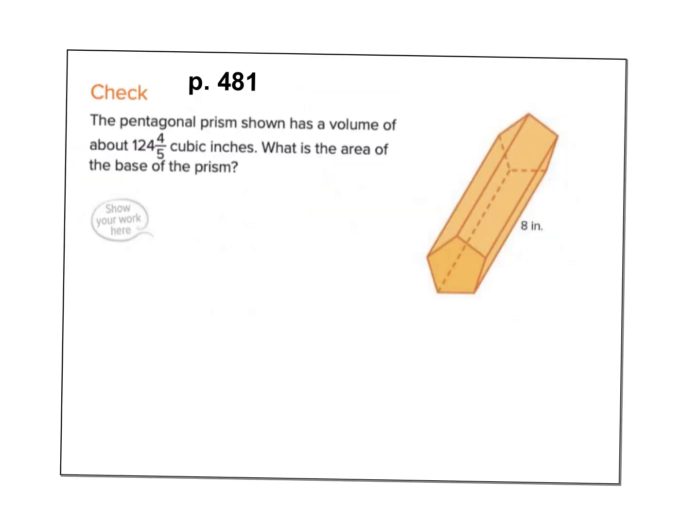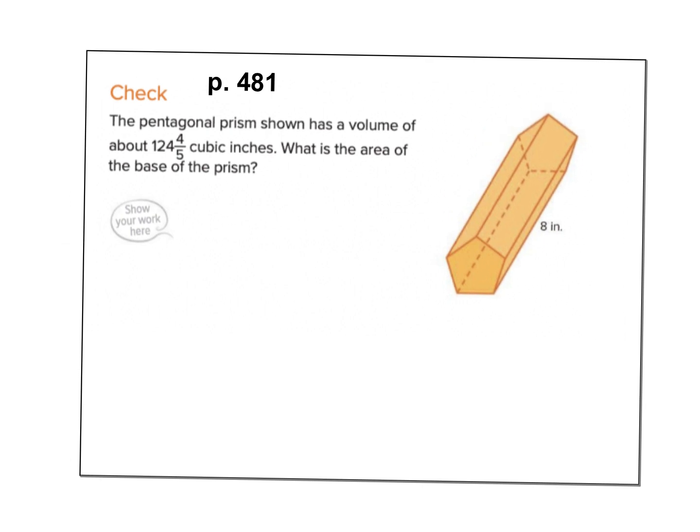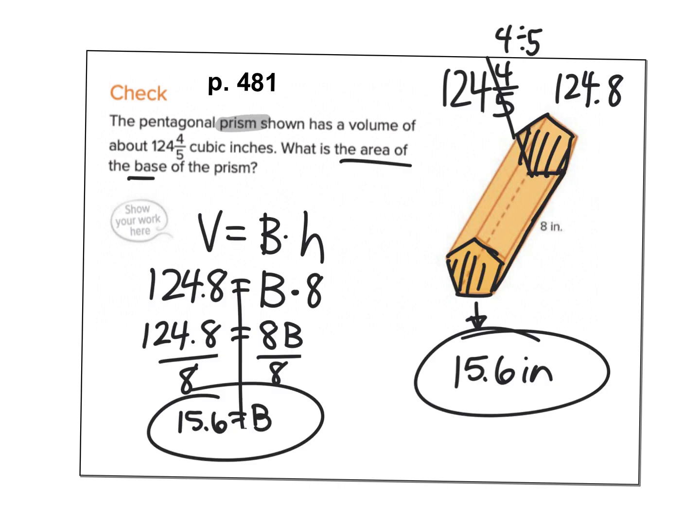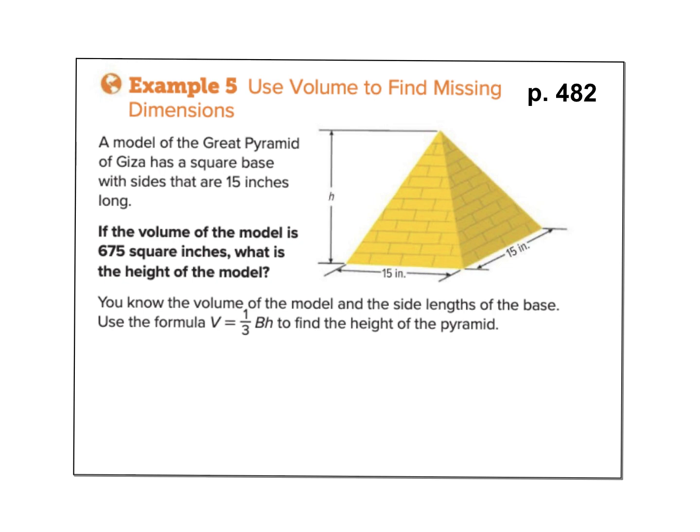All right, let's go to page 481 and try the check. So first thing, it says it's a pentagonal prism. As soon as I see the word prism, I'm going to write down the formula for volume. So that is, all right, let's try the next one on page 482.